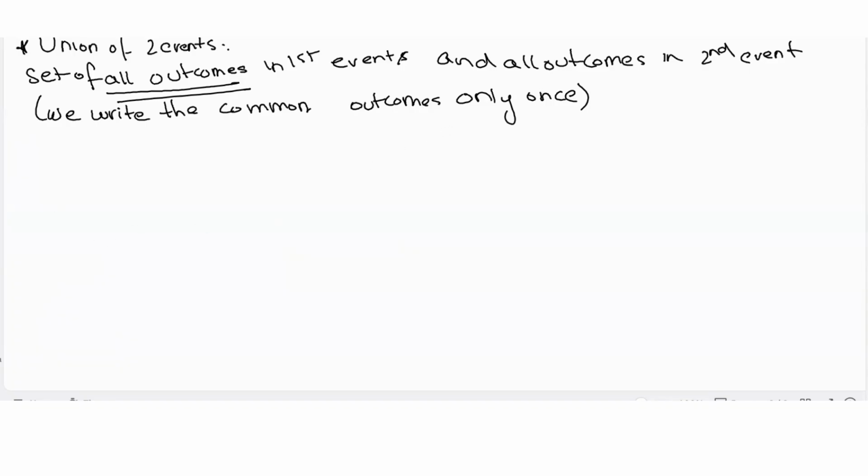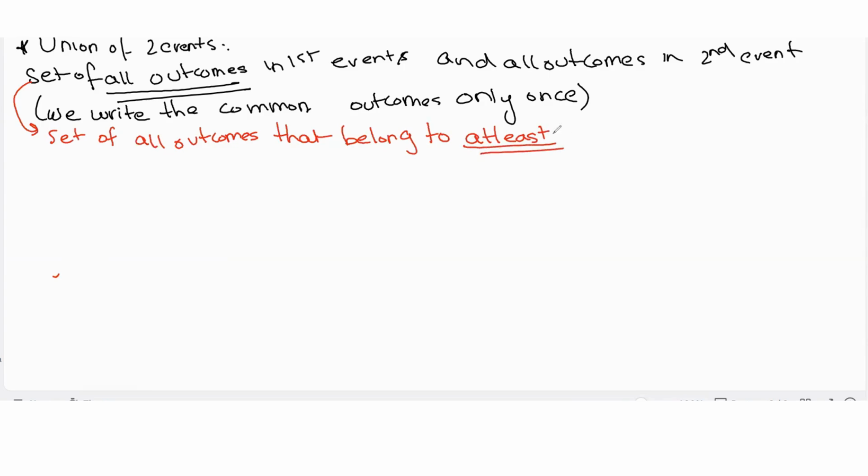So essentially, the union of two events is the set of all outcomes that belong to at least one of the two events, because an outcome could belong to either one of them or to both of them. If they belong to both of them, we just write them once. They belong to at least one of the two events.